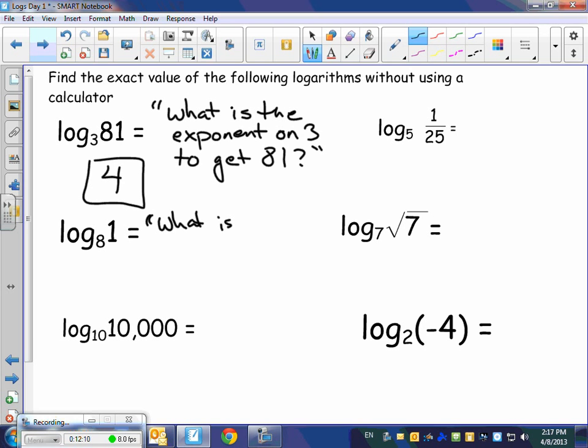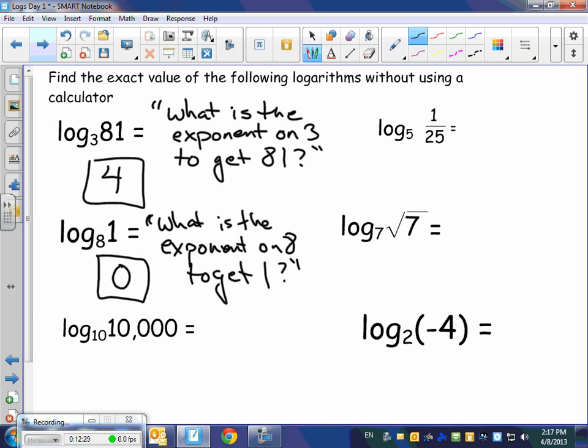What is the exponent on 8 to get 1? What is it? 8 to the 1 is 1? 8 to the 0 is 1. If 0 is the exponent on 8, the result, the argument, is 1. Cool? It is 0.